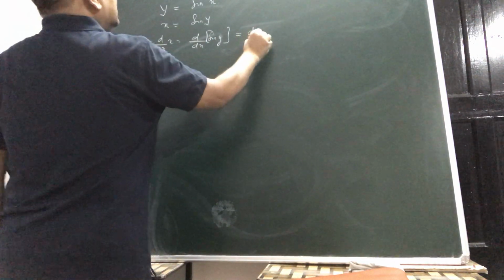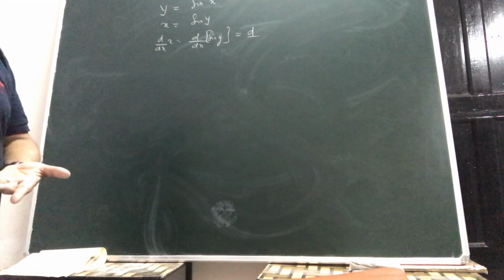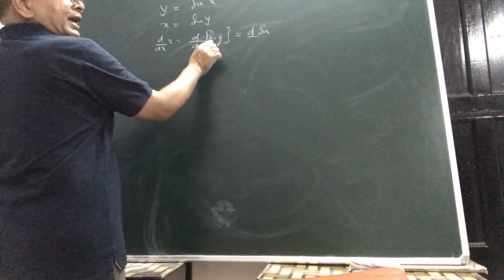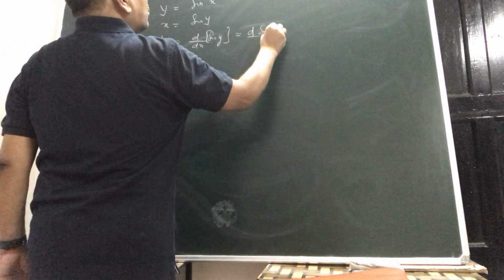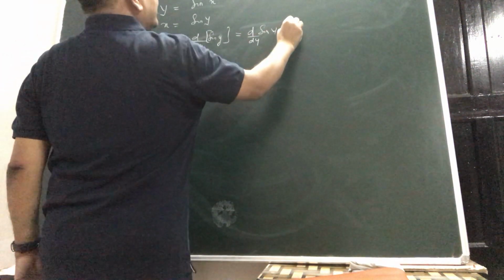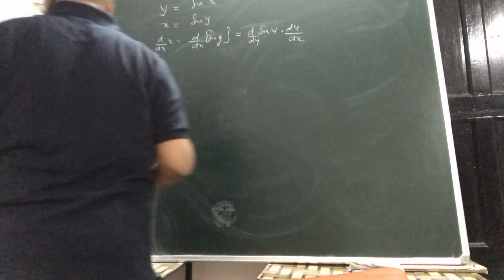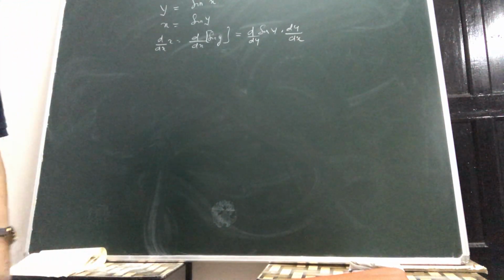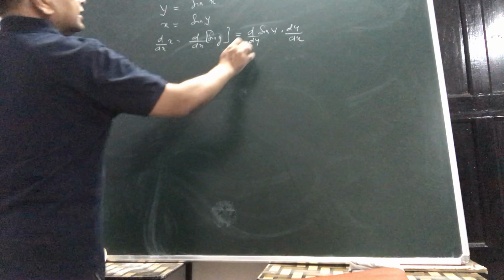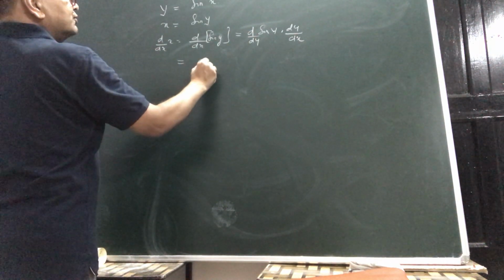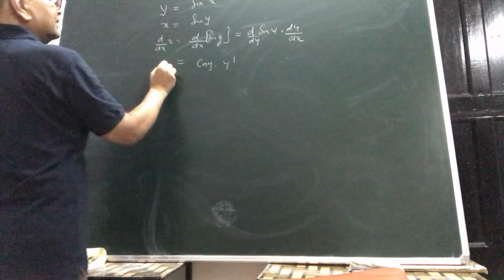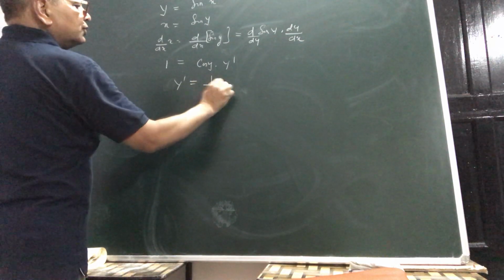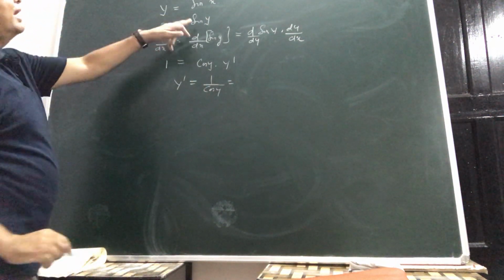So y is my internal function, and first of all, sine is my external function. So cos y into dy by dx. Then this internal function has to be differentiated with respect to the independent variable x. This is how the chain rule has to be invoked here. d upon dy of sin y is cos y, and dy by dx is y dash, and this is 1. So cos y times y dash is 1, so y dash is nothing but 1 upon cos y, and sin y is x.